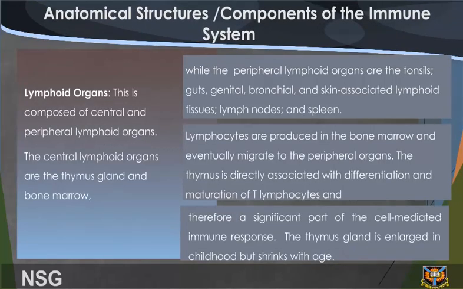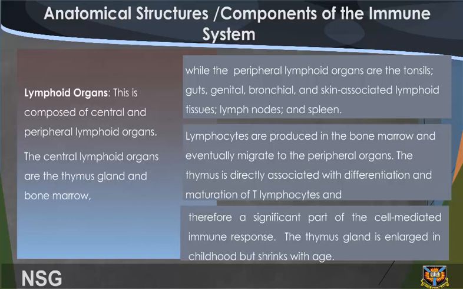Lymphoid organs. This is composed of central and peripheral lymphoid organs. The central lymphoid organs are the thymus gland and bone marrow, while the peripheral lymphoid organs are the tonsils, gut, genital, bronchial, and skin-associated lymphoid tissues, lymph nodes, and spleen. Lymphocytes are produced in the bone marrow and eventually migrate to the peripheral organs.